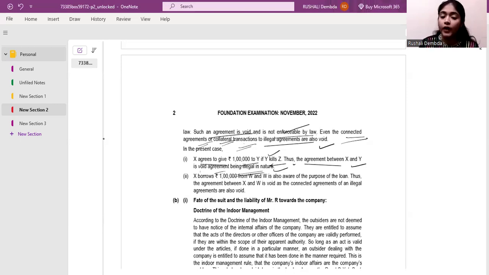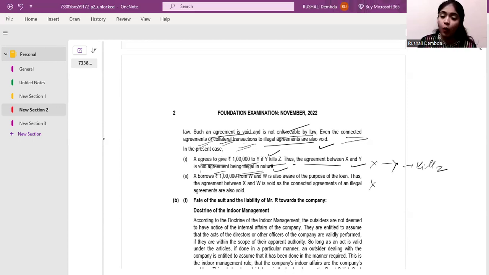As the nature of the agreement is illegal, this is an illegal or void agreement. Then, what they said is X is going to pay Y if he kills Z. So, X has agreed to pay Y if Y kills Z. So, the agreement between X and Y is void because it is illegal.